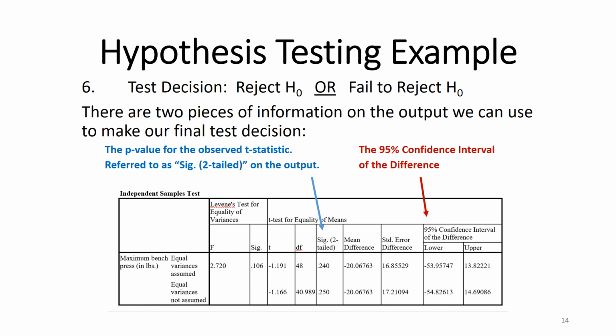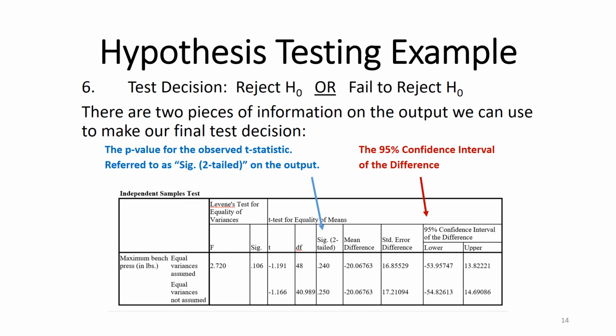We can also look at the 95% confidence interval of the difference. But the golden choice here, what we see in blue, is to look at the sig two-tailed, the p-value. You'll notice that since we're only working with equal variances assumed, our p-value for the t-statistic is 0.240. And on the next slide, we're going to talk about how we interpret that.